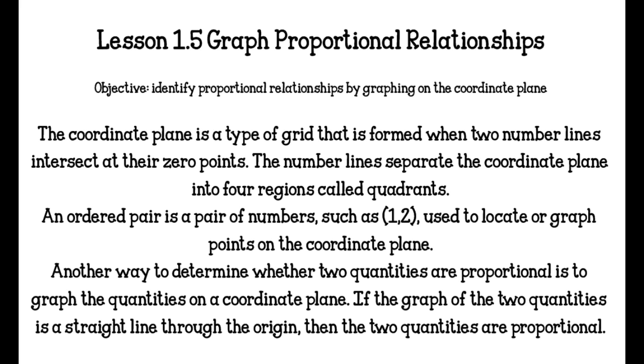An ordered pair is a pair of numbers such as 1, 2, used to locate or graph points on the coordinate plane. Another way to determine whether two quantities are proportional is to graph the quantities on a coordinate plane. If the graph of the two quantities is a straight line through the origin, then the two quantities are proportional.